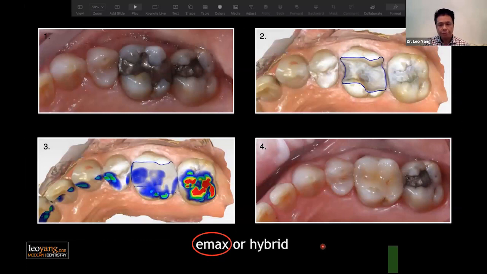Next thing, again, very typical things that you see in practice: large amalgam with recurrent decay. This is an example here in picture number two. Again, the thin walls in the buccal and the thin walls in the lingual, this portion right here. I feel very comfortable keeping these walls because I just don't see them breaking. Again, that's only if you bond it.